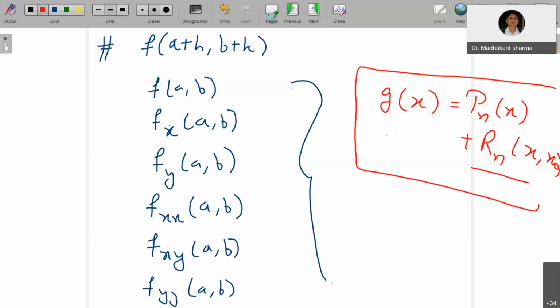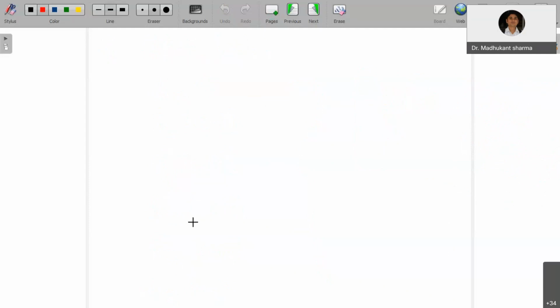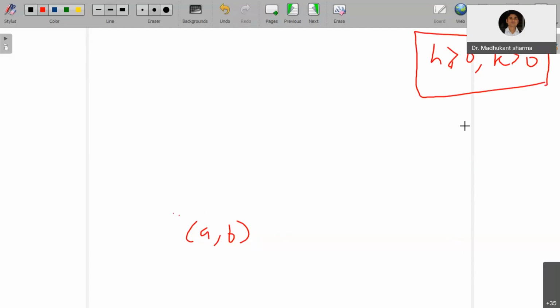Now, let's take the point (A, B) somewhere in the xy plane, and perform some increments h and k: h is the increment in the direction of x, and k is the increment in the direction of y. Once you perform this, you obtain a point (A plus h, B plus k) on the xy plane, somewhere here. It may lie on this side or that side; without loss of generality I'm just assuming this here.